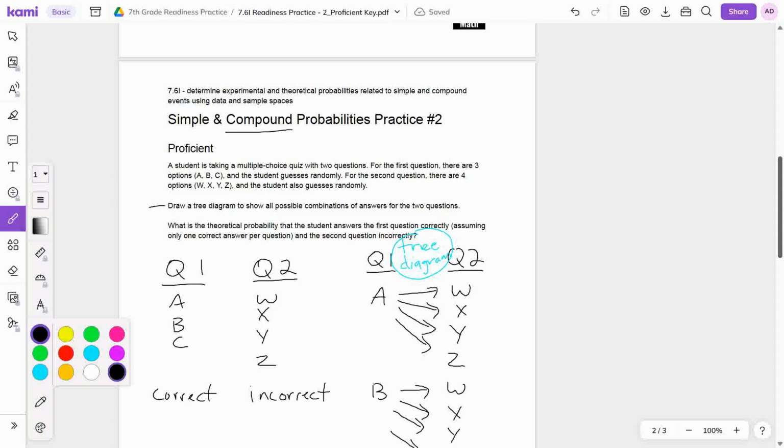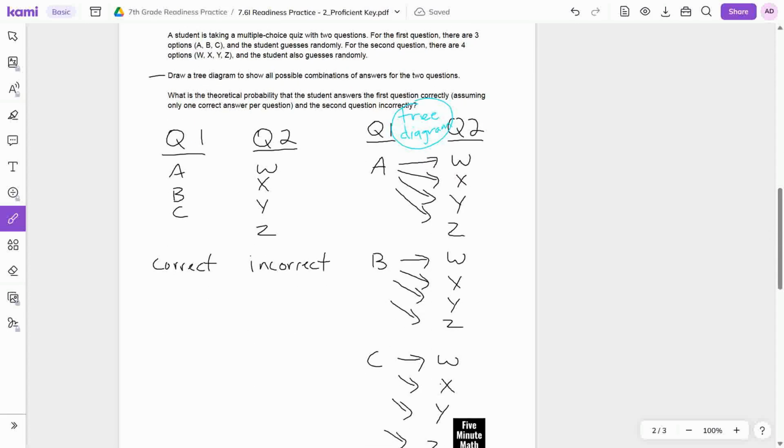Now let's look at our probability. I want to get A, B, or C on problem 1, and I need to get it correct. Okay, well, how many correct answers are there? Well, there's one correct answer. And how many choices are there? There are 3 choices.